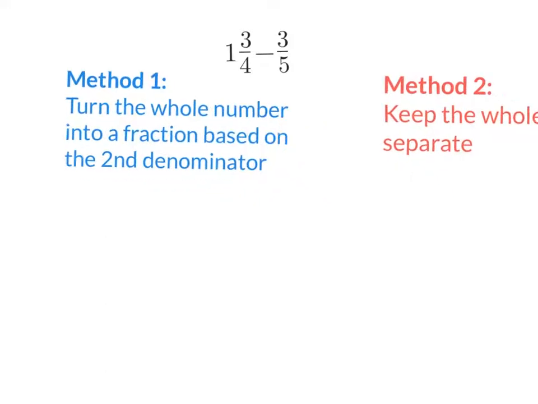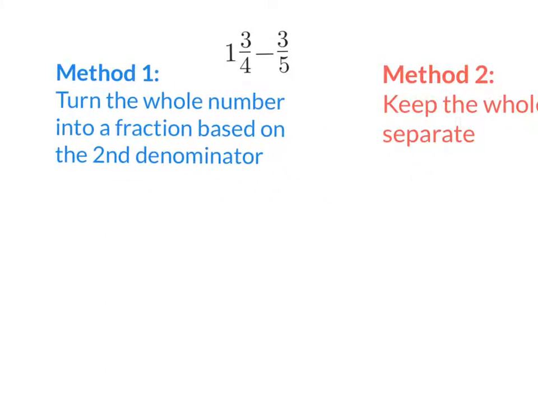Okay, the first method is to turn the whole number into a fraction based on the second denominator. I'll show you what I mean by that. Do you guys agree that 1 3/4 is the same thing as 1 plus 3/4? Right? And don't forget our problem is 1 3/4 minus 3/5.